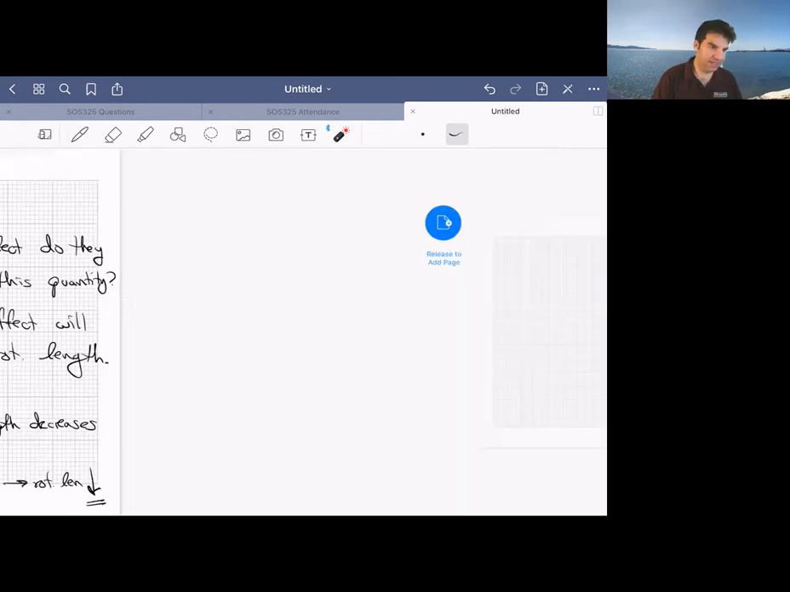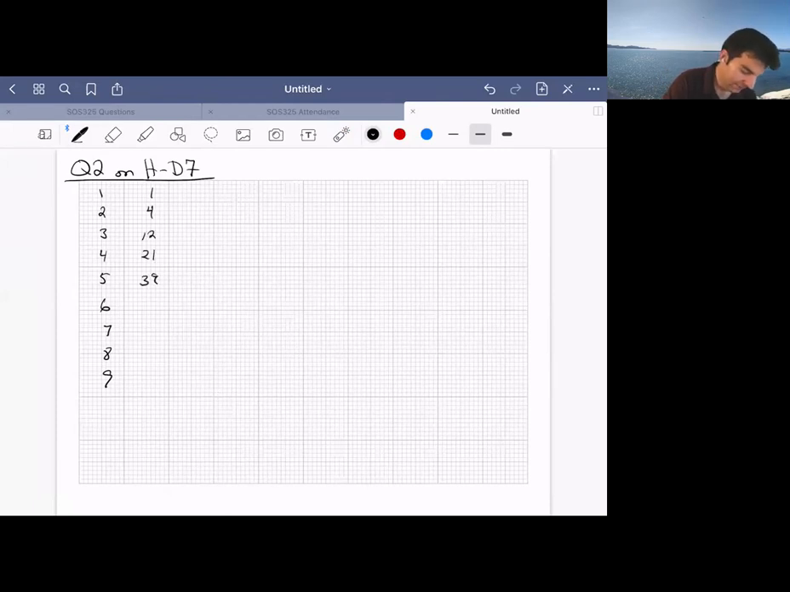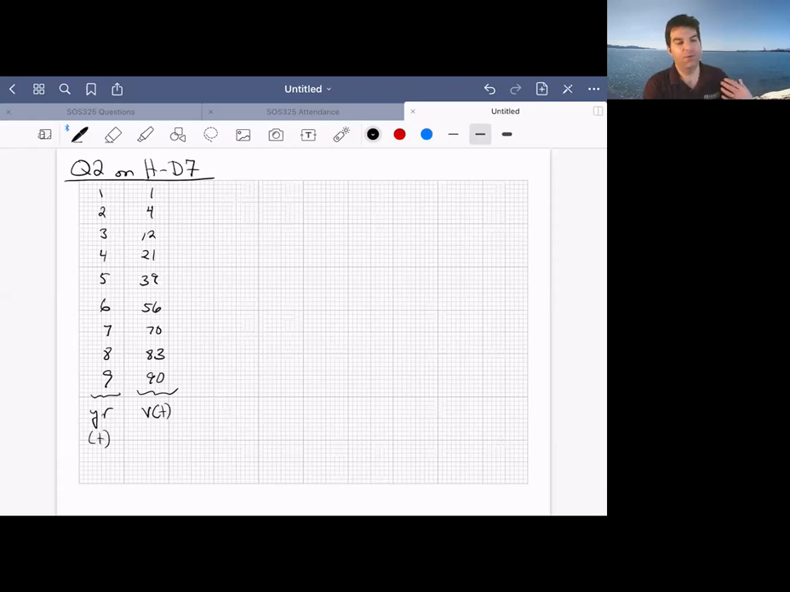So if I think about question 2 on homework D7, there was this table where I had years 1, 2, 3, 4, 5, 6, 7, 8, and 9. And then I had a certain volume at the end of each year: 1, 4, 12, 21, 39, 56, 70, 83, 90. And then there was the third column. So this is the year number, this is the volume, so you can view this as VT, and the third column was an estimate of delta V in the next year.